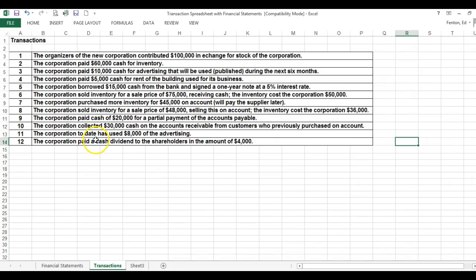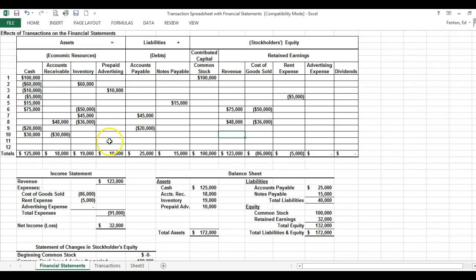Transaction 11. The corporation has used $8,000 of the advertising. We paid that in advance up here. We're now using $8,000 of that. So we're going to take this off, $8,000. Still have some we have not used. The part of this we've used now is an expense. So place that in advertising. We'll put our expenses in, of course, as a negative over here. The expenses went up by $8,000. Our net income is now $24,000 equals retained earnings, and now assets and liabilities and equity still balance.